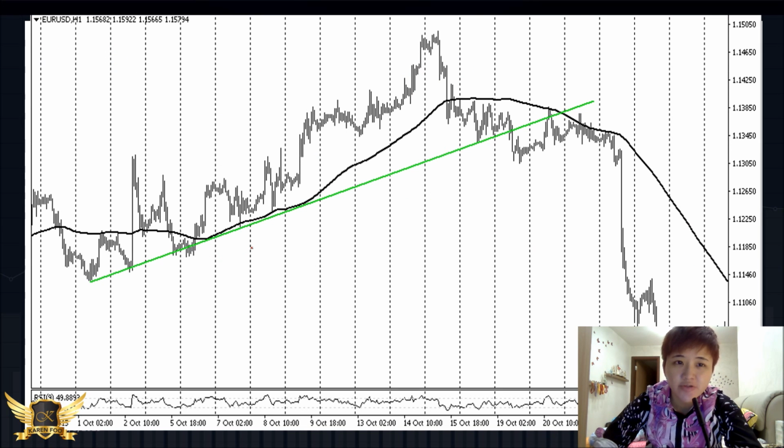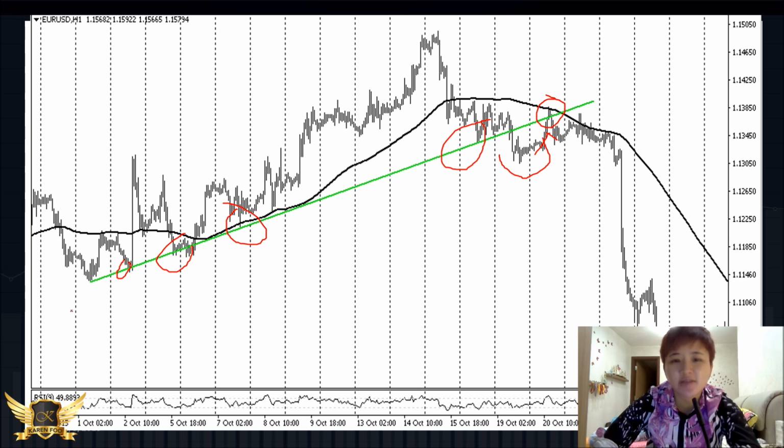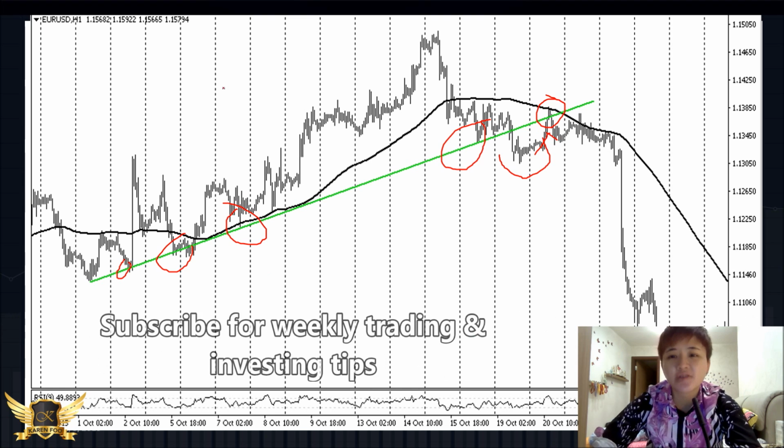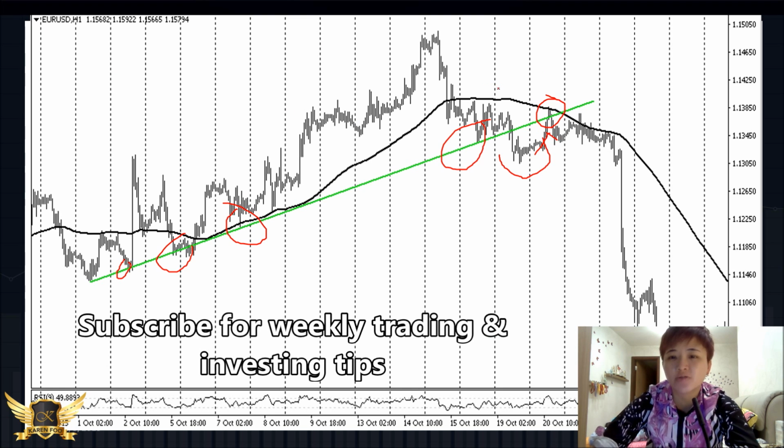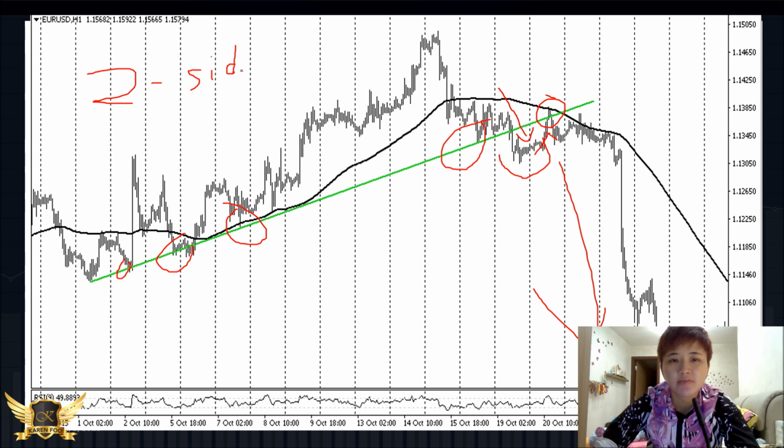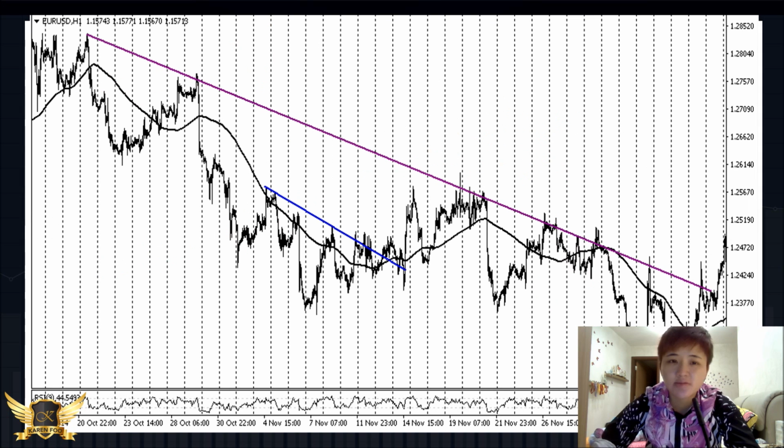So right now, if I go to the euro dollar chart, you have more than 3 touch points, okay? And eventually this price also came back up and then test this level. So instead of being a one-sided trend line, this is a two-sided trend line. This increased the strength of the trend line. So you can see that when this price broke below this trend line, there's a major downtrend. Can you see that? So this is what we call a two-sided trend line.